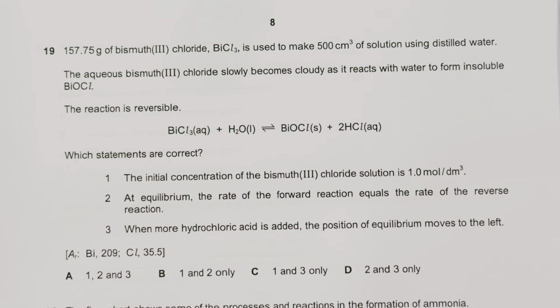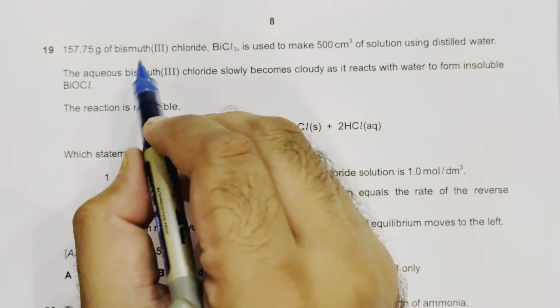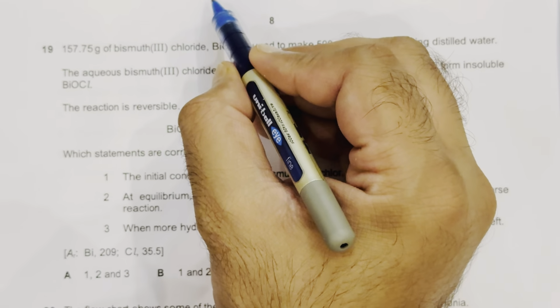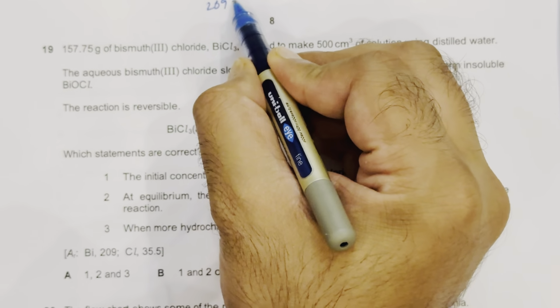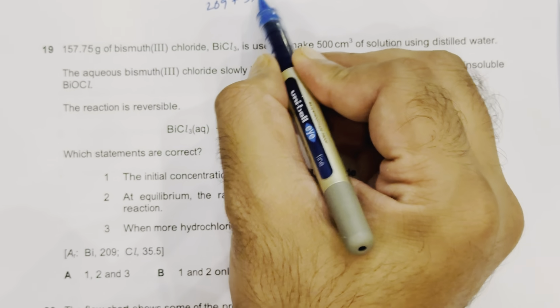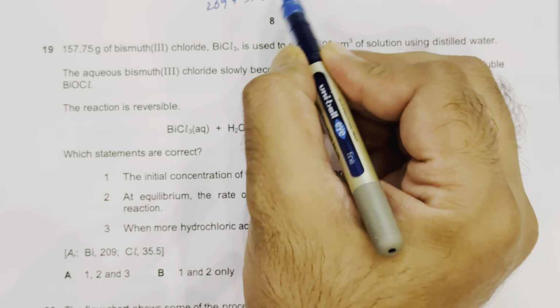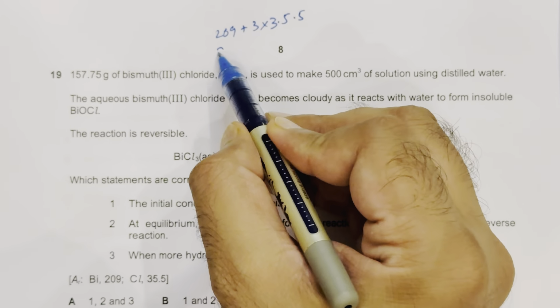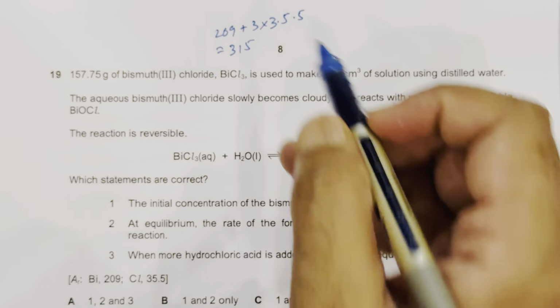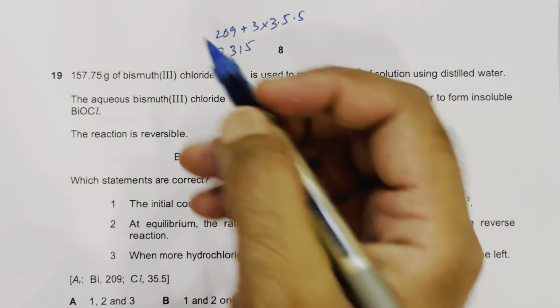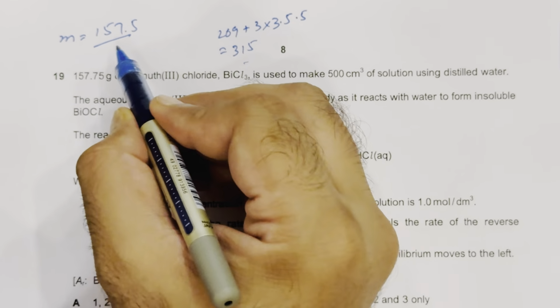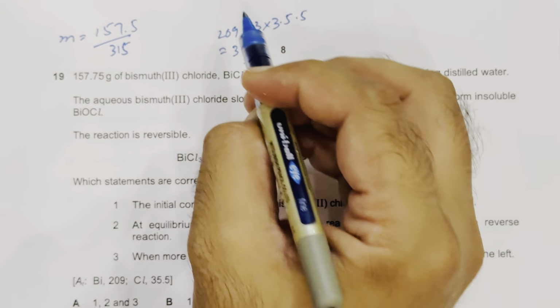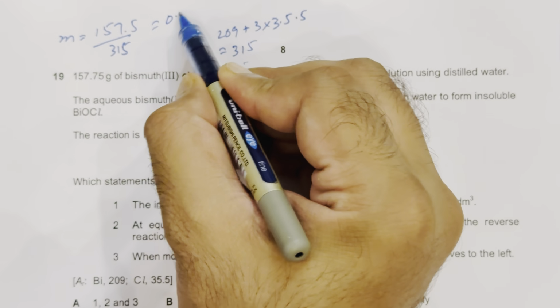First we need to calculate the concentration. Bismuth chloride has a molar mass of 209 from the periodic table for bismuth, and 3 into 35.5. You would get the answer that is equal to 315, that is the molar mass of bismuth chloride. Now you need to calculate its moles. You can calculate the moles by dividing the mass by its molar mass, that was 315. You get the value that is equal to 0.5.